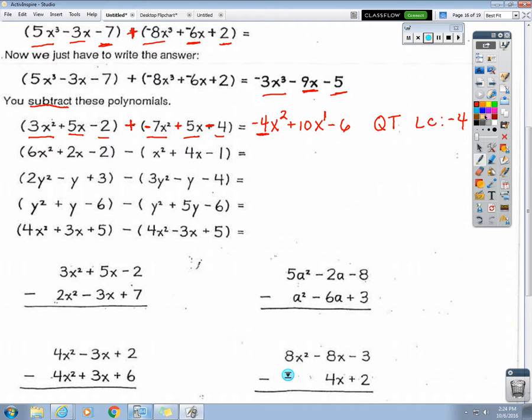Okay, so let's look at this next one. I don't like subtracting polynomials. I think adding them is easier. To be able to add them, though, what do I have to do?